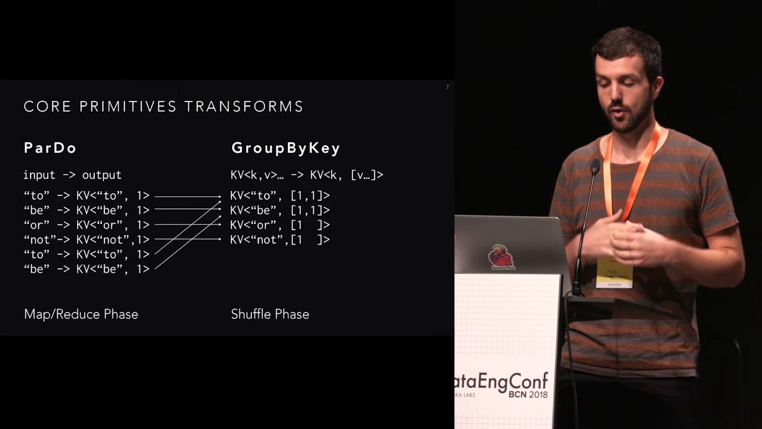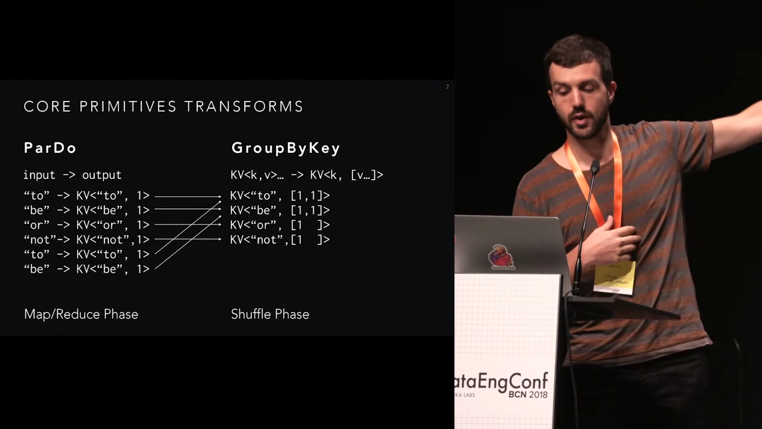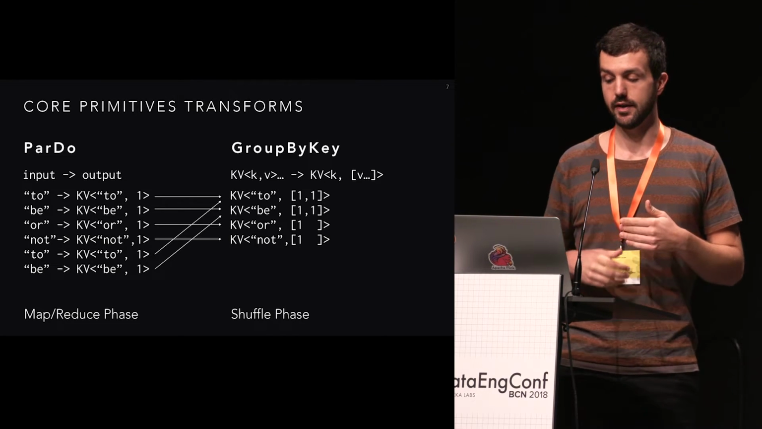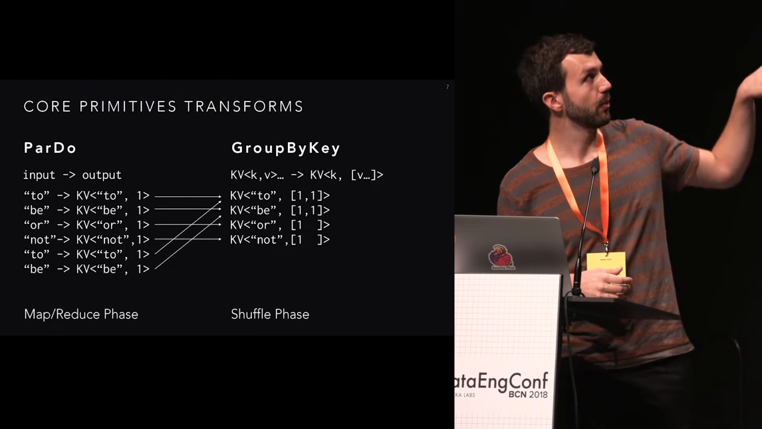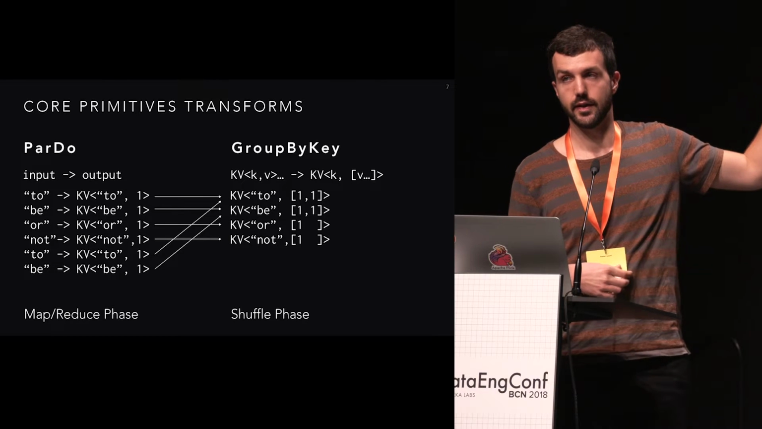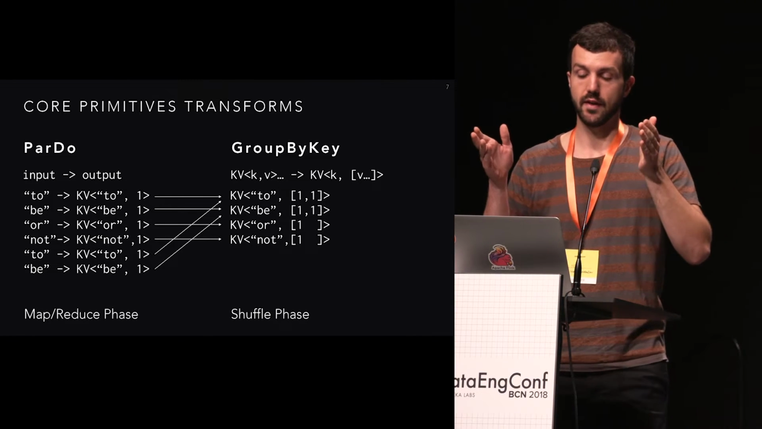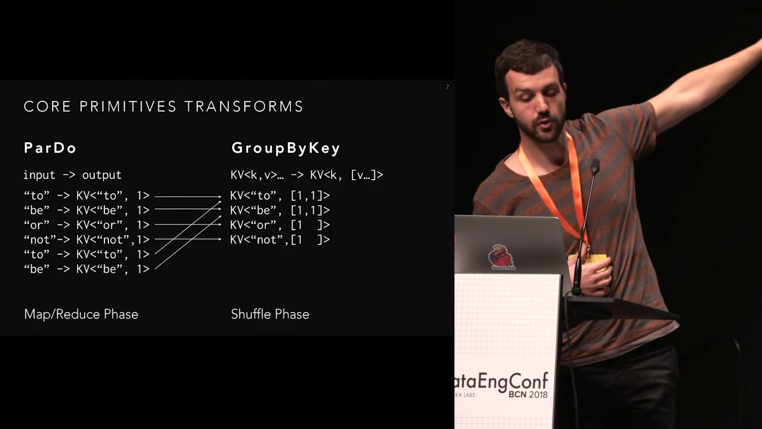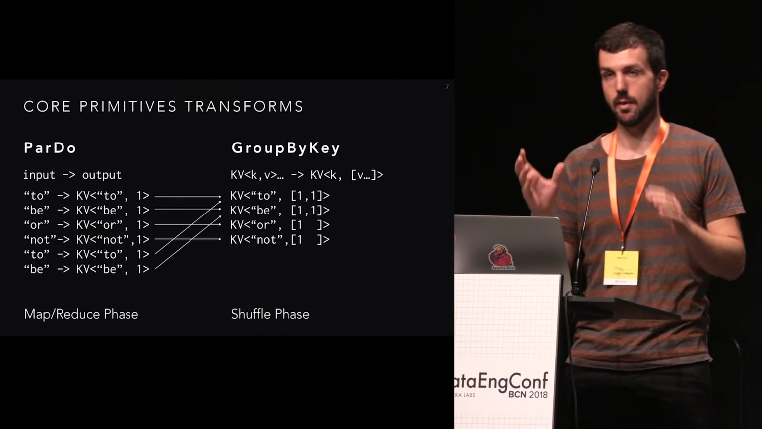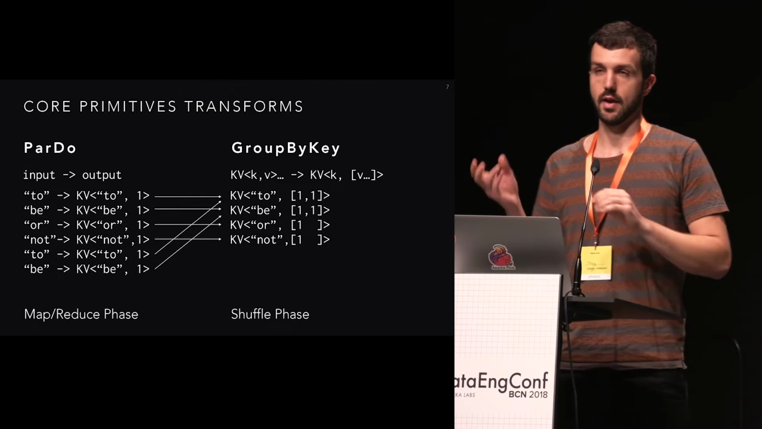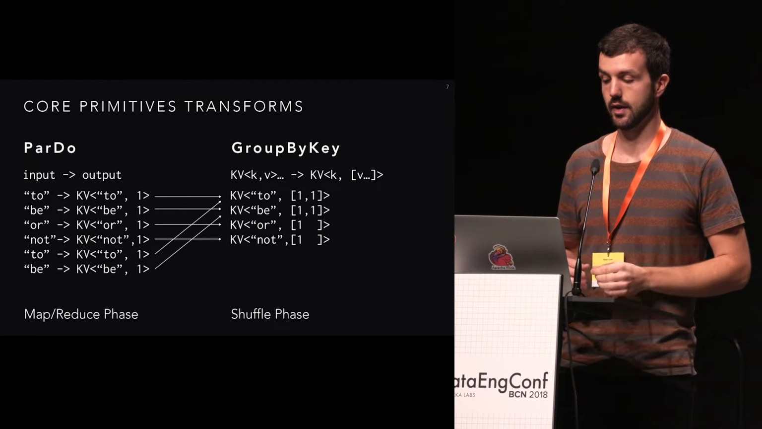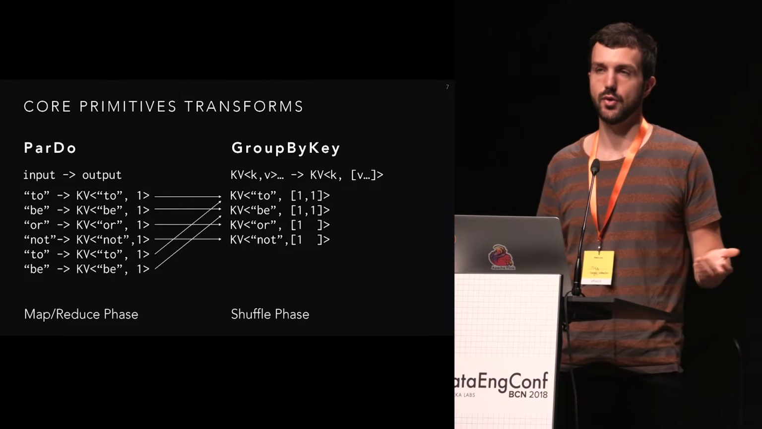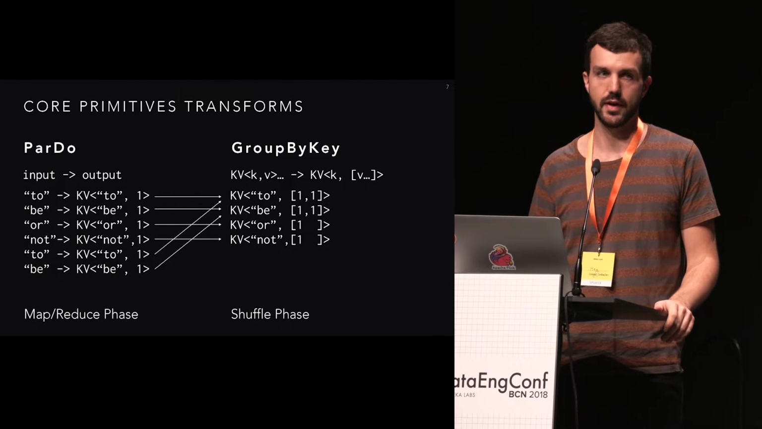That's basically your map phase, and then you do the group by, which shuffles the data and groups all the same keys together with their values. So then you could actually now do a ParDo again and reduce these to sum up the number of word occurrences. So that's pretty much it. If you know these two, then you can build your pipelines very, very flexibly.